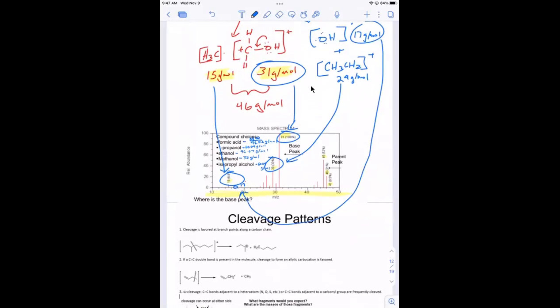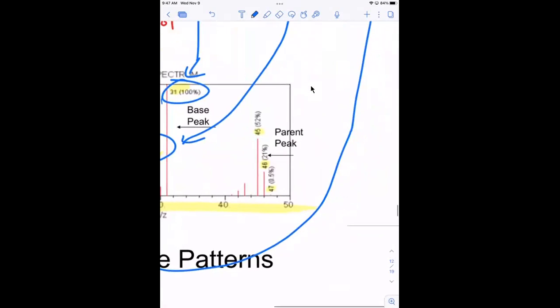And then of course, you have your parent here, which is 46, your parent plus your M+1, which is 47. And then 45 would just be simply the loss of a proton. That can come from anywhere. It can come off a carbon or it can come off an OH group.